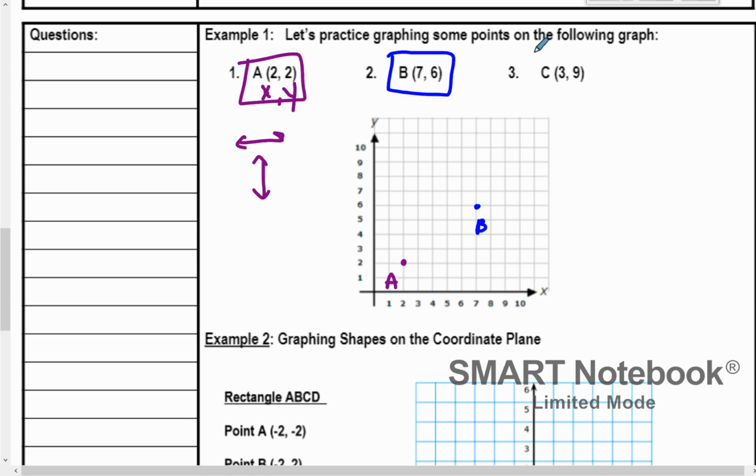All right, last but not least, I have C. I will do that in red. I have 3 on my x-axis and 9 for my y-axis. So I go over 3, up 9. That is my C. Okay, and now we have just plotted 3 points.